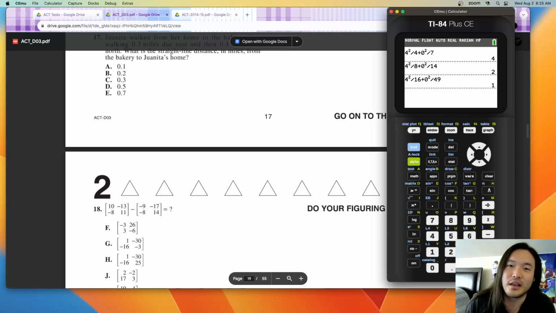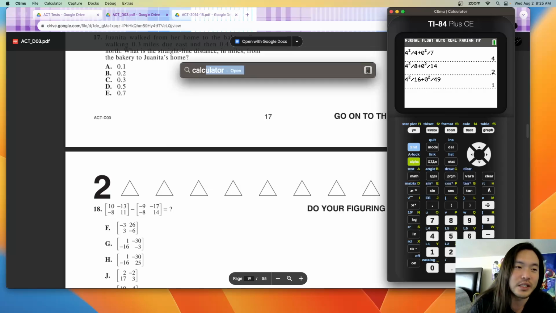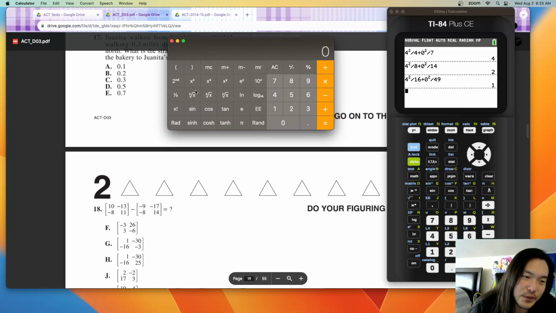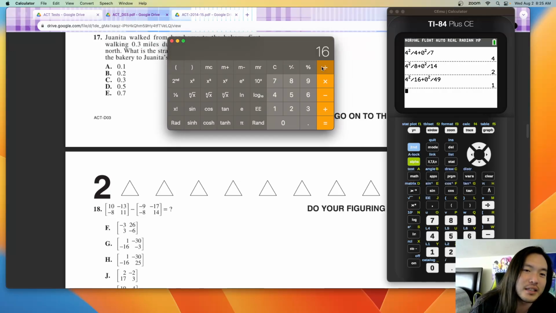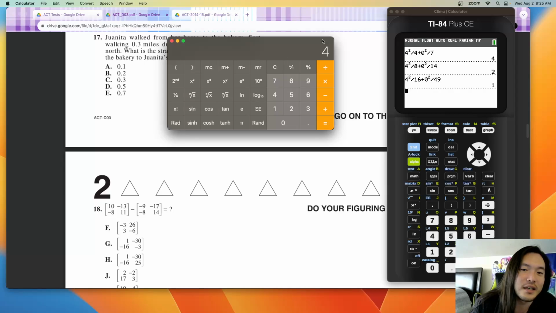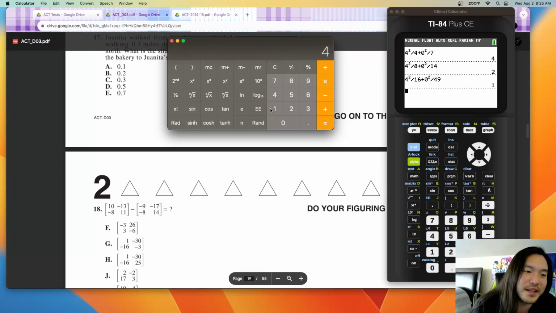The most frustrating kids will be like, oh, but did you know that you could turn your iPhone sideways and it gives you the scientific mode? Yes, I know that. I know what iPhones look like. But how are you going to do this? You can't. Oh, God, stop it. 0 squared divided by 7. Okay, I guess it does work, but it's annoying.